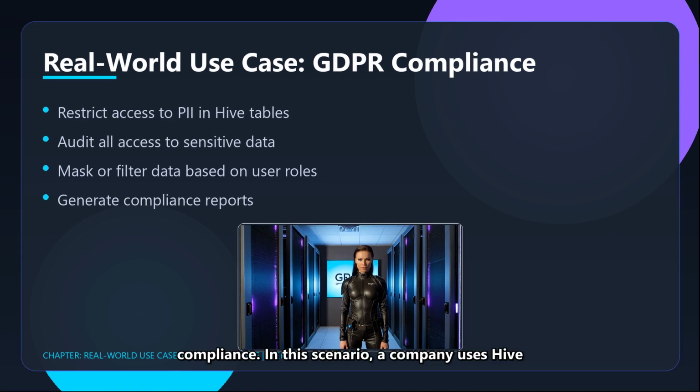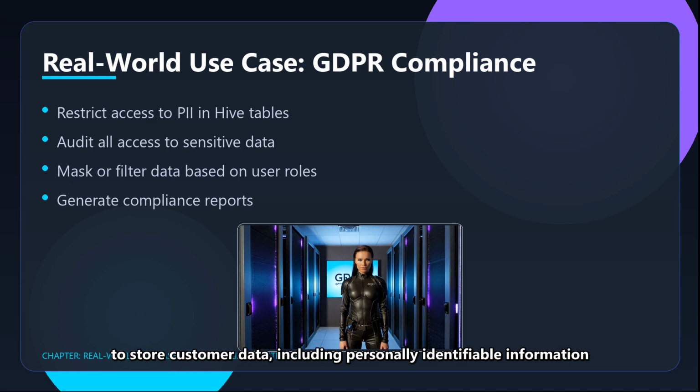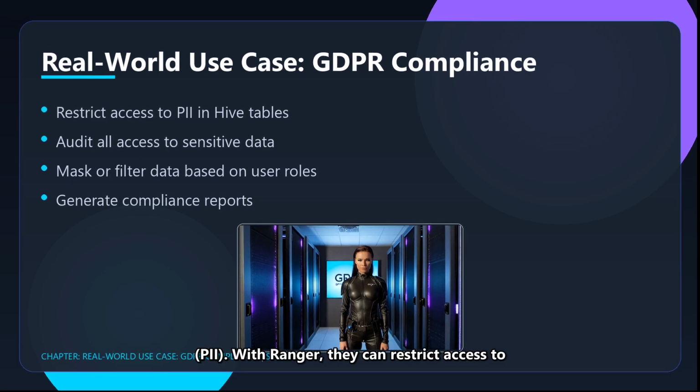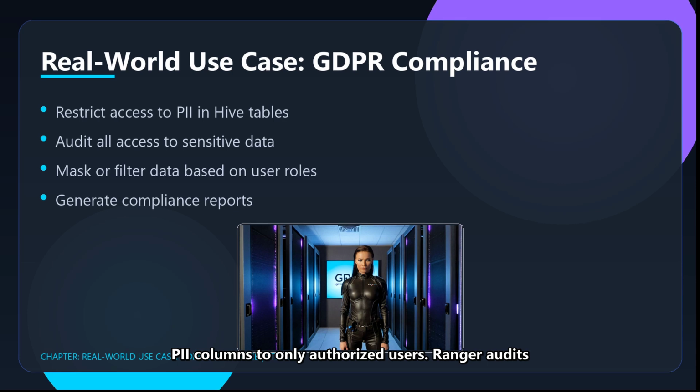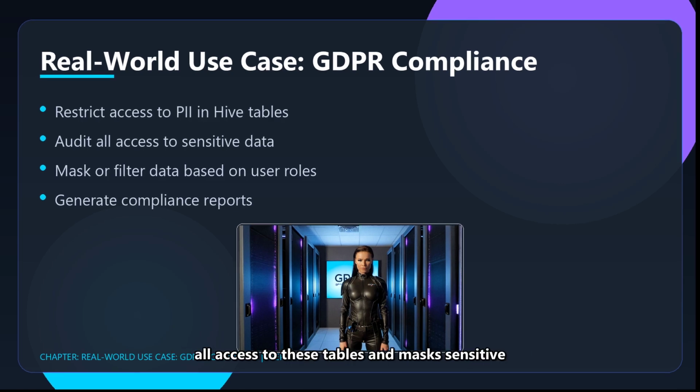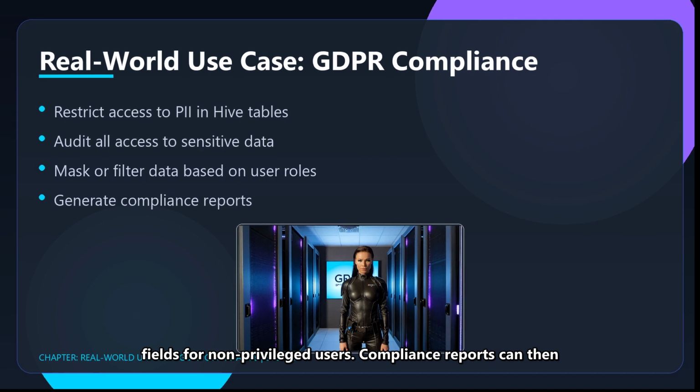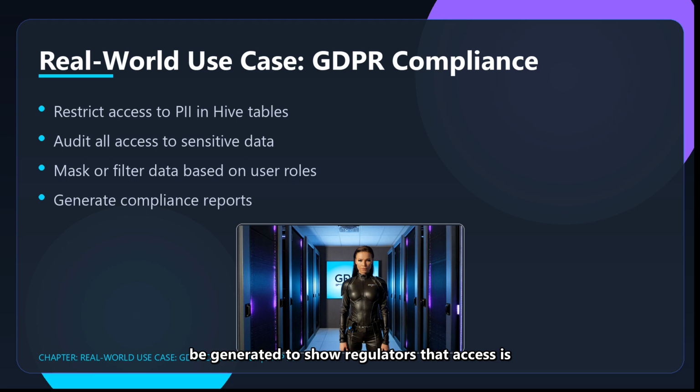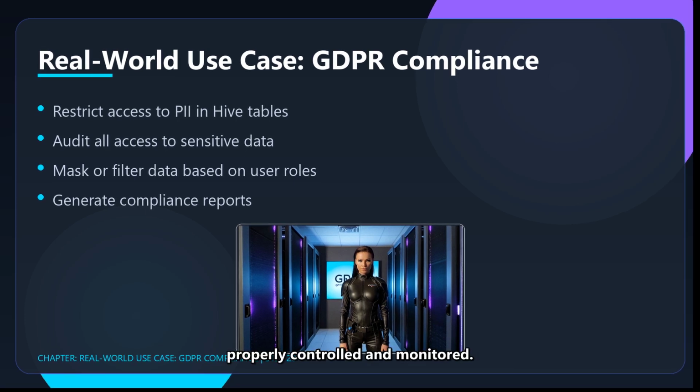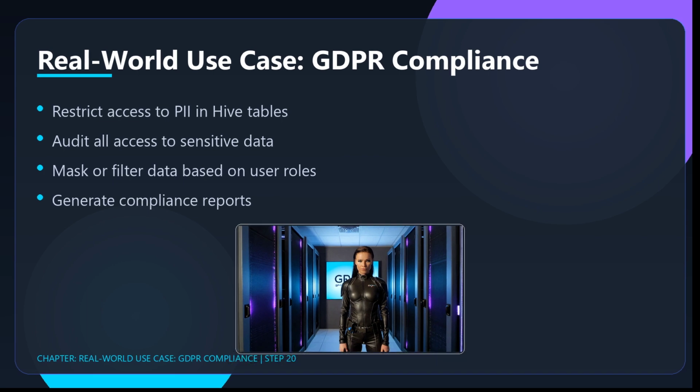In this scenario, a company uses Hive to store customer data, including personally identifiable information, PII. With Ranger, they can restrict access to PII columns to only authorized users. Ranger audits all access to these tables and masks sensitive fields for non-privileged users. Compliance reports can then be generated to show regulators that access is properly controlled and monitored.